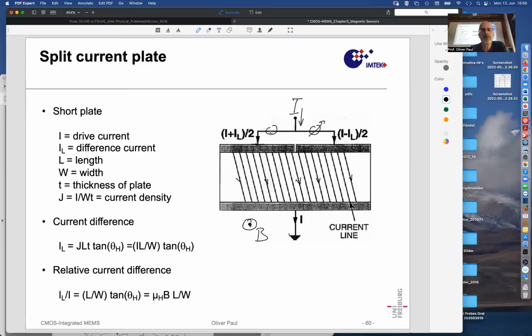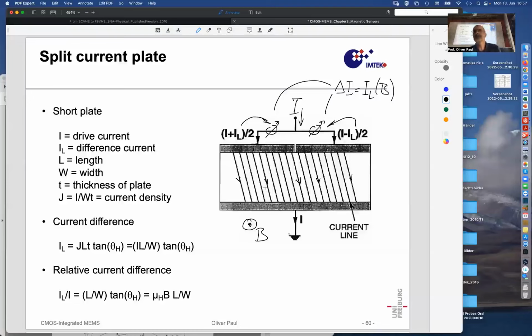So if you have this measurement instrument to measure the current that flows through those 2 branches, you will notice a difference. One will be I half plus some increment, and the other one will be I half minus the same increment. And that difference, this delta I, which actually is called IL, is evidently proportional to the B being applied. So that's an interesting idea.